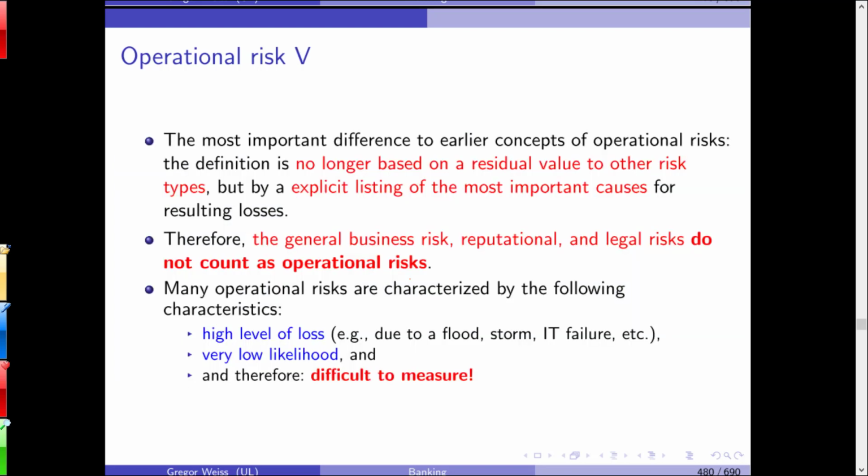Okay. Most important difference to the earlier concept is, as I told you, that it's no longer just defined via what is operational risk. It's not credit or market risk, but you have a positive definition of what operational risk should be. General business risk, reputational risk, and legal risks, depending on the definition you look at, do not count as operational risks. And how are these risks characterized? By high level of loss, very low likelihood, and thus they are very hard to measure.